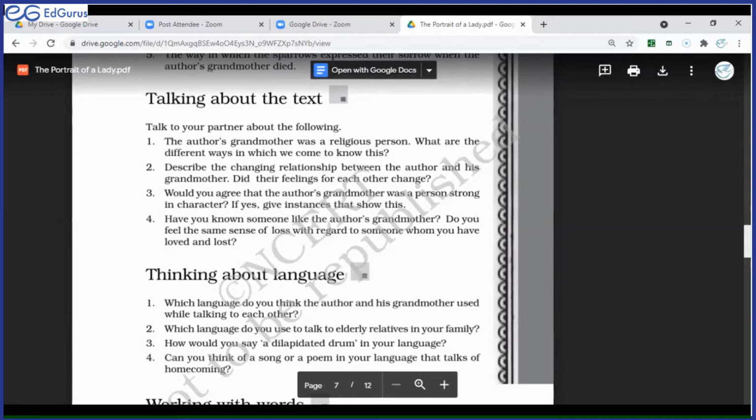When they were in the village, during his childhood, there was a very close bonding between the author and his grandmother. In fact, the author was completely dependent on her. She would take care of all his needs and he would follow her. Their relationship changed when they shifted to the city.